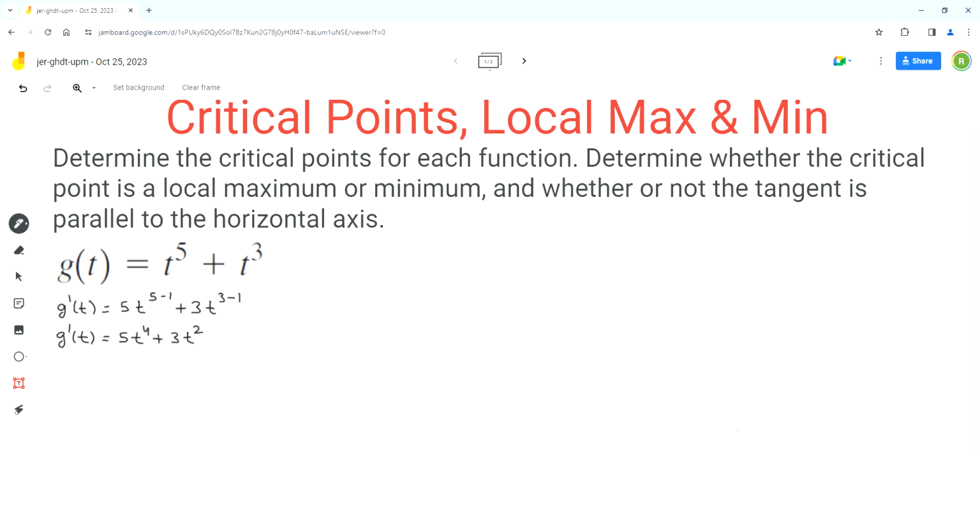Now there is no value of t that will make g prime of t undefined, because g prime of t is a polynomial function, so it is not possible for this expression to become undefined. But there are t values that will make g prime of t equal to 0. So to find those t values, we'll substitute the left side as 0 and then solve for t.